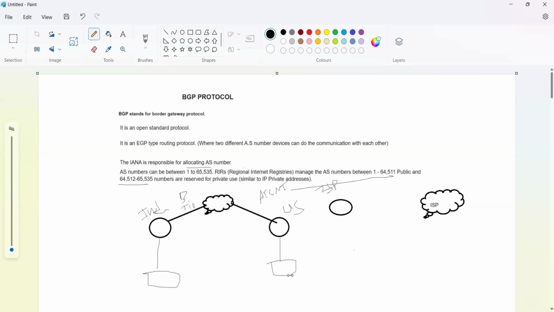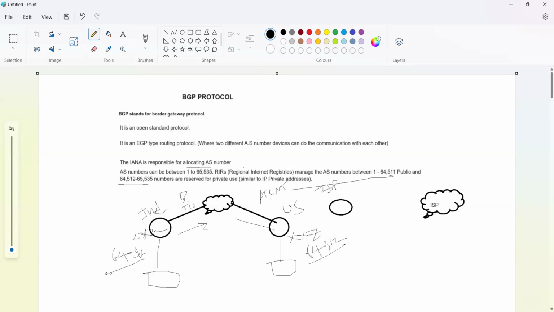And if you don't want that, if you are a company, say XYZ company, and here we also have the XYZ branch, then mainly we use 64,512. We can use this free of cost. And in between, the AS number will be moved likewise.